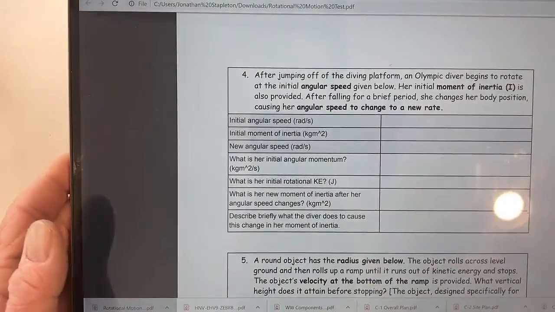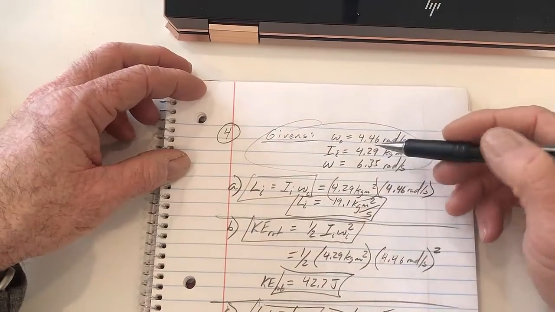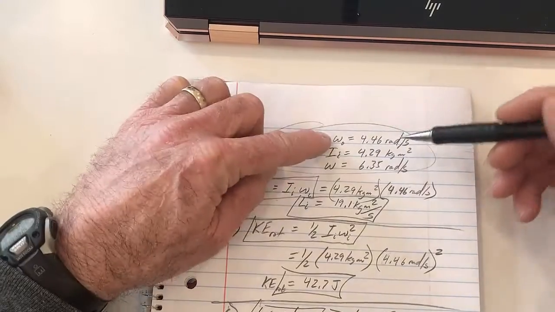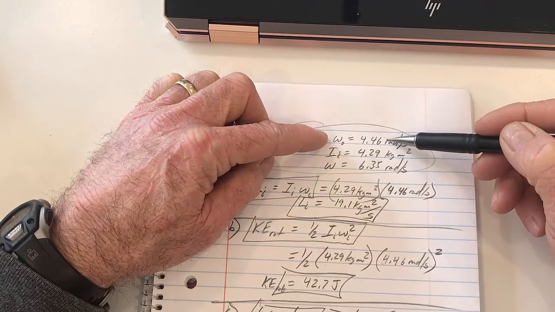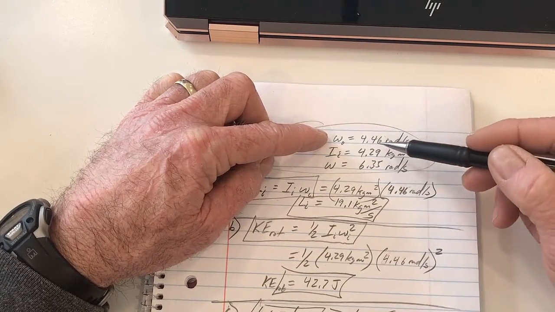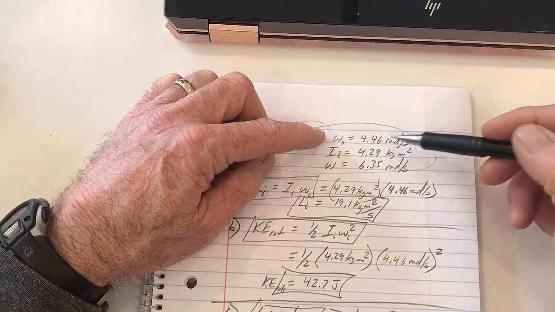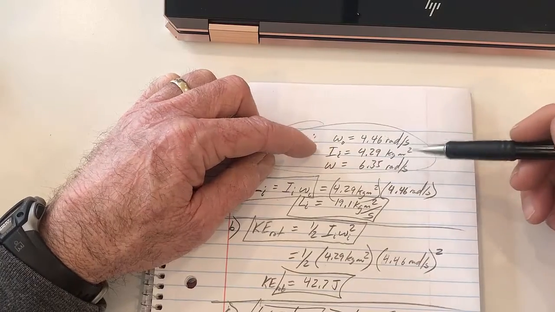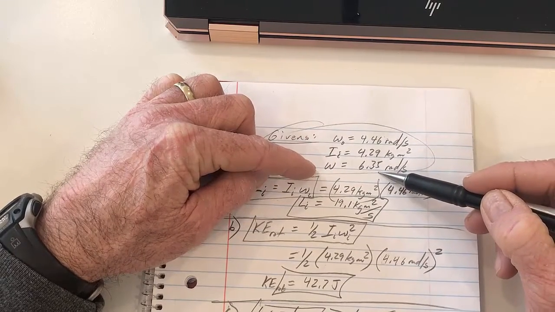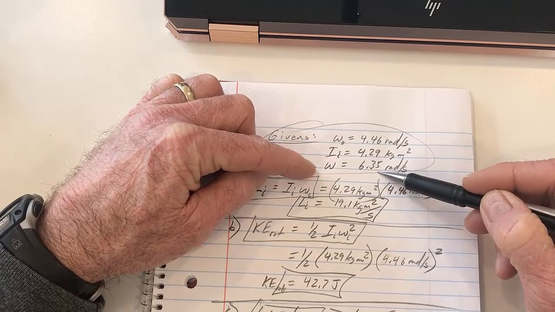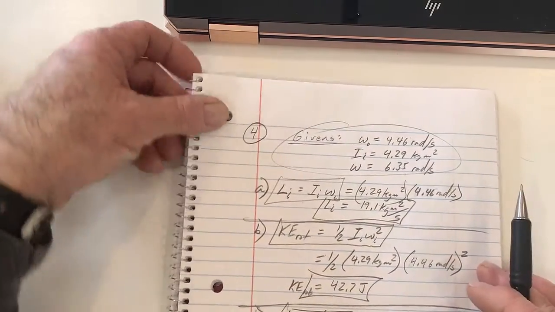So first we need to find her initial angular momentum, and these are the numbers I used. This is her initial angular speed in radians per second. So she's not quite doing a full circle every second. A full circle would be 2 pi radians, and this isn't 2 pi. And this is her moment of inertia in the beginning, and then this is her angular speed after she does something, which is a little bit over 2 pi. So now she's over one rotation every second.